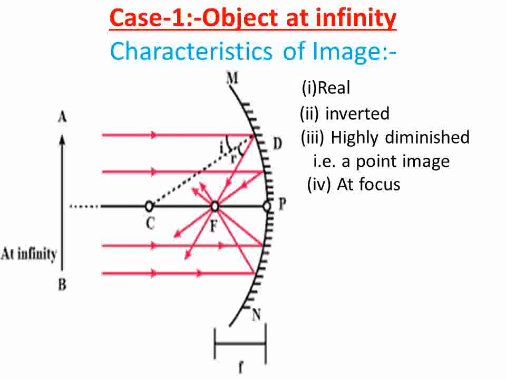Angle of incidence I is equal to angle of reflection R. Therefore, the rays after reflection arrive at a point F on the principal axis, that is the focus, and the image is formed at the focus after intersection of various rays. That is, a point image is formed at focus F.